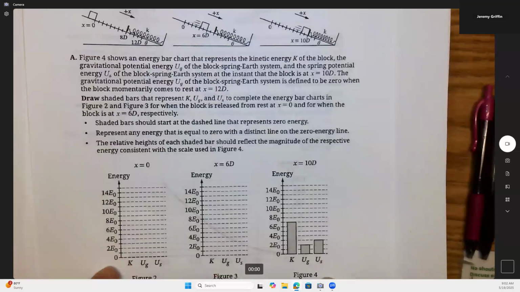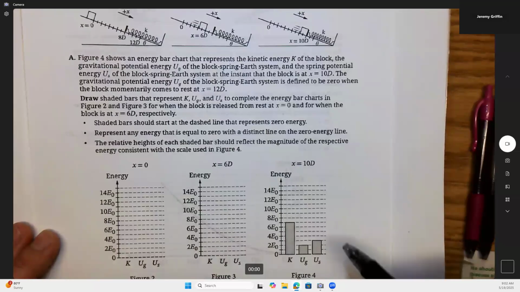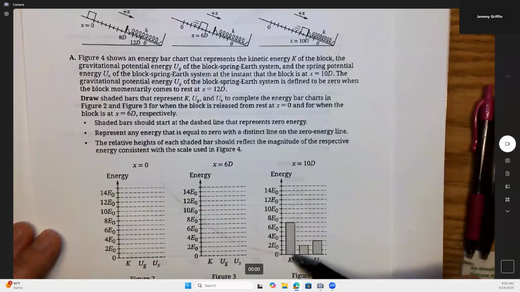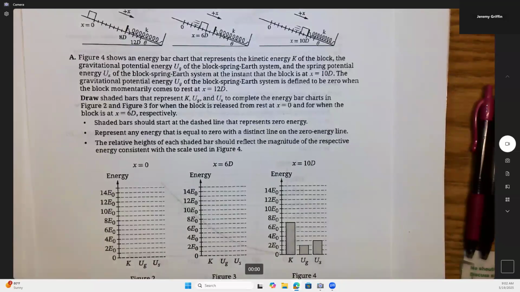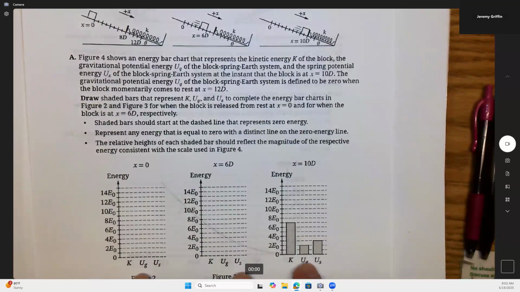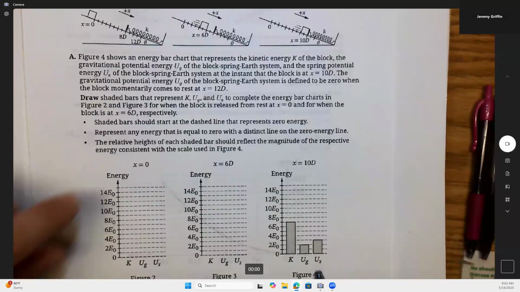Now they gave one of them to you. They said at this 10D right here, the energy divvies like this. Now, guys, if you add up all the bars, what does it all add up to? 12 units. Let's call it 12 E naught, 12 units. Since this is a closed system and there's no friction, do these bars also have to add up to 12? Yeah, that would be conservation of energy. They want you to see that in bar chart form. You just have to add up to 12. Okay, so let's make sense of this.